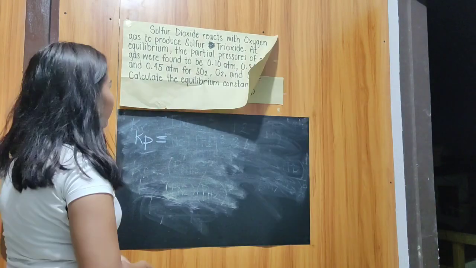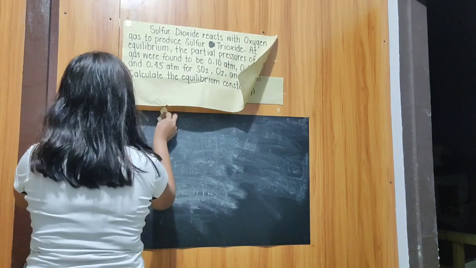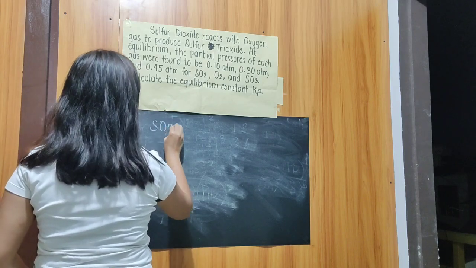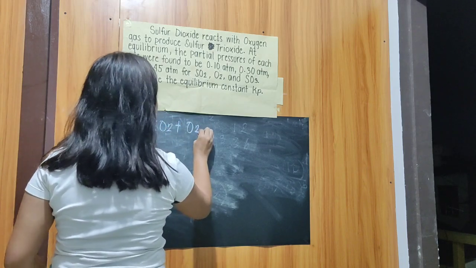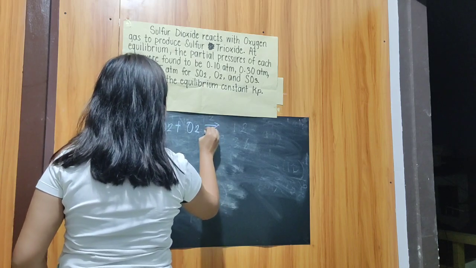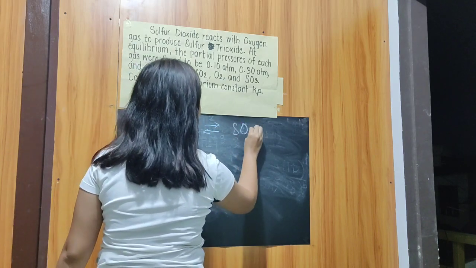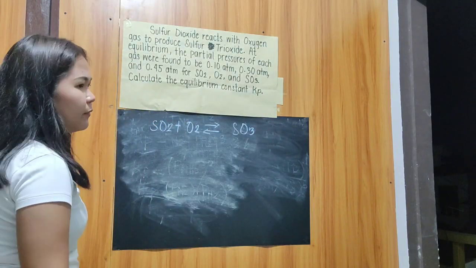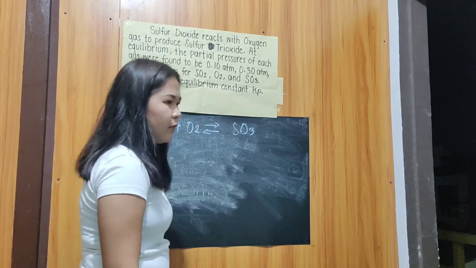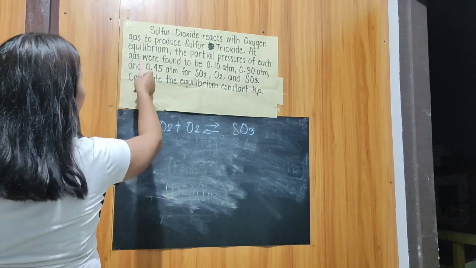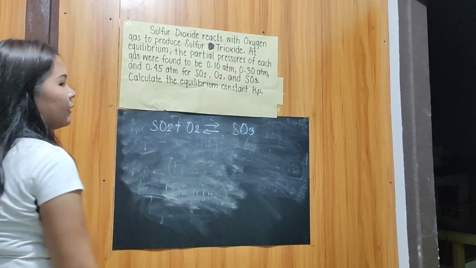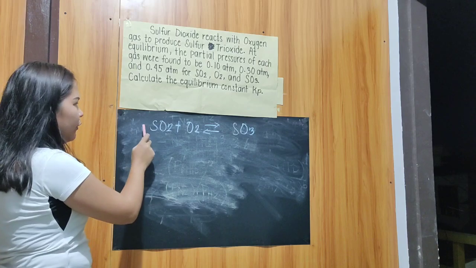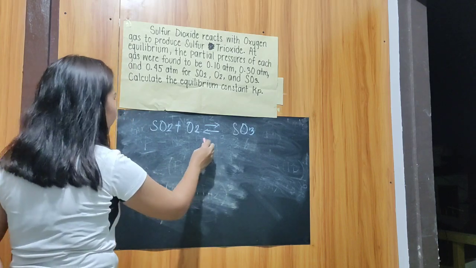So just Kp. So this is the equation: SO2 plus O2 forward and reverse reaction SO3. Okay, it's all gaseous because it's sulfur dioxide and oxygen gas. The next thing to observe is the coefficients. There are no coefficients, so we need to balance.